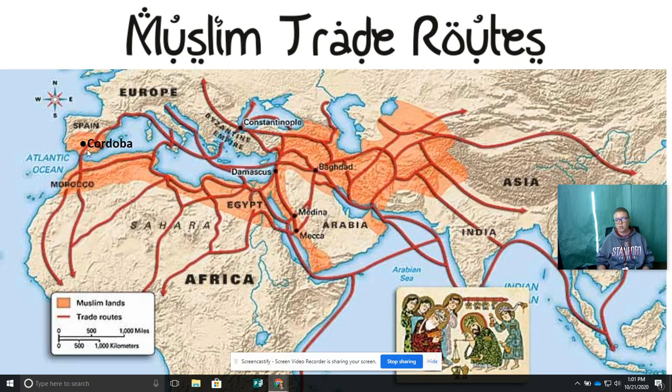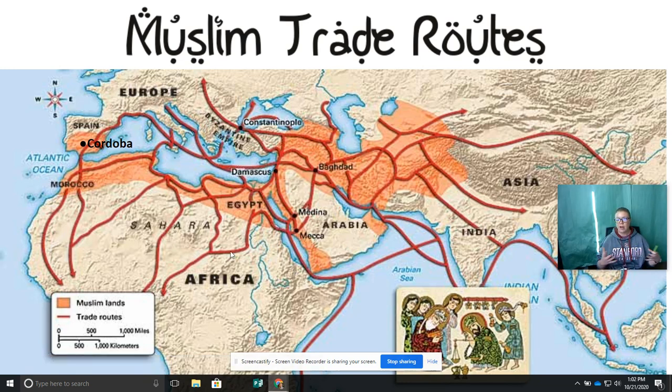So we're actually controlling the Mediterranean Sea by controlling Spain right here. So we're able to control the inlet of the Mediterranean Sea as well as the surrounding areas around the Arabian Peninsula. So we have control over all these inlets here. Look how far we travel into Asia, around India, and down into Africa and into Europe.